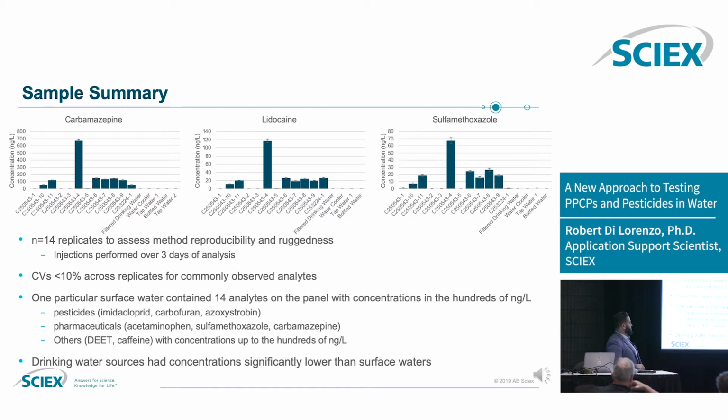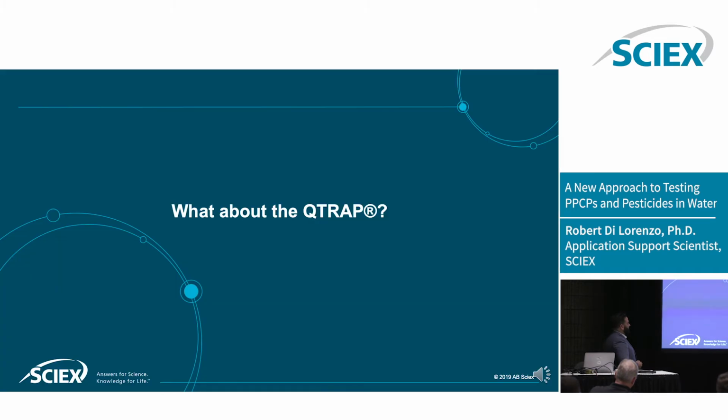Yeah, so the drinking water sources, as you can see here, which was nice to see, had concentrations significantly lower than the surface waters. And I took a sample, kind of a pre-filter and post-water filter, and for anything that I did detect, it did get removed. So the water filter in my fridge does work, which is nice. So what about the QTrap?